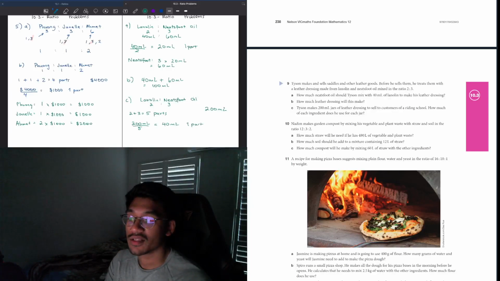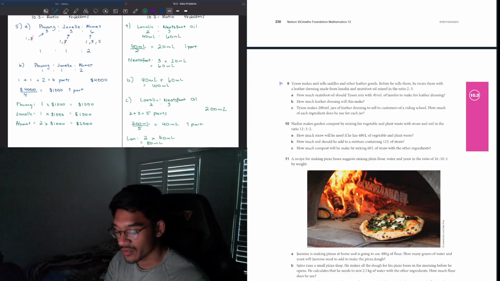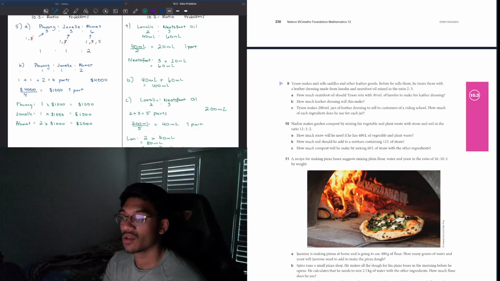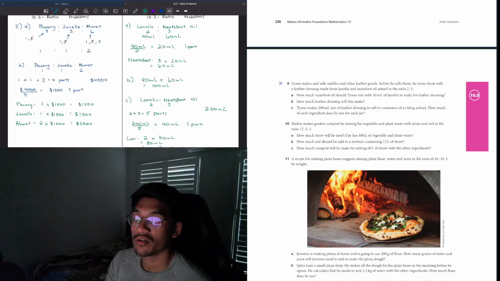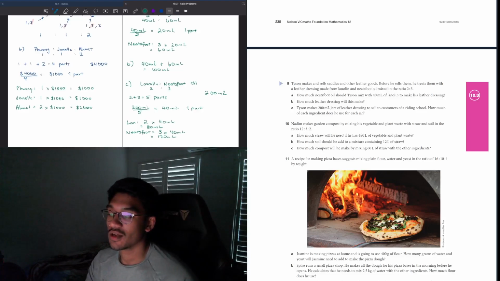From here, we can multiply this into each thing to work out. So for lanolin, we know there's 2 parts, so we do 2 times the value of one part, which is 40 milliliters, which equals 80 milliliters. Then we also know neat's foot. From the equation, there's 3 parts, so we do 3 times the value of one part, which is 40 milliliters, which equals 120 milliliters. So we know that if he's making jars of 200 milliliters, we need 80 of lanolin and 120 of neat's foot. And that's done.